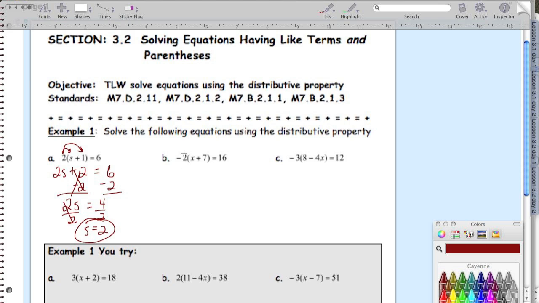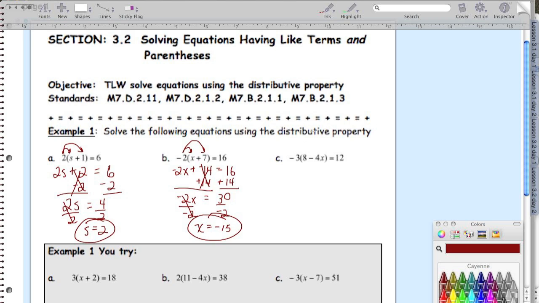All right, letter B. We know that the left side is an expression. To simplify it, I'm going to distribute and get negative 2x plus negative 14 equal to 16. I wrote that equal to 16 in because there's nothing more that can be simplified here. These are not like terms, so we're ready to start solving. To get rid of that negative 14, I'm going to add 14 to both sides. Negative 2x comes down. Those cancel, and I get 30. These are being multiplied, so the inverse is to divide. And I get x equal to negative 15.